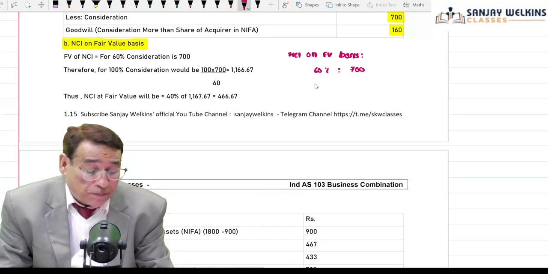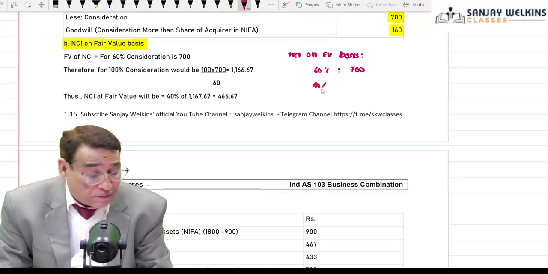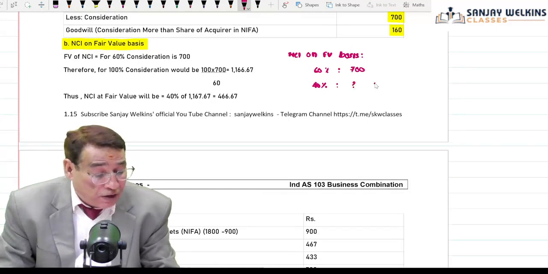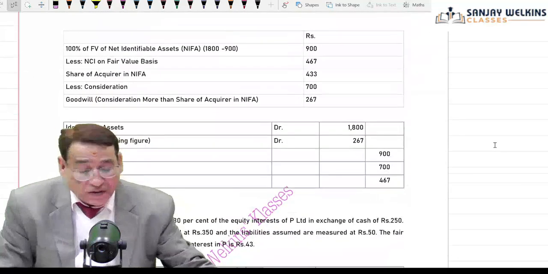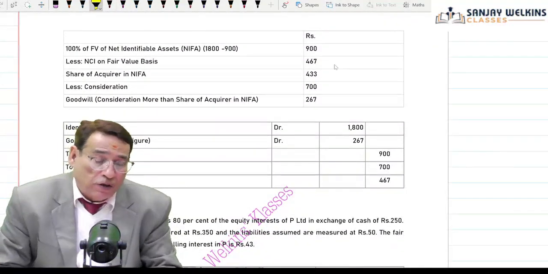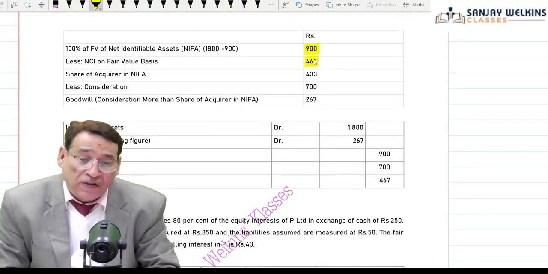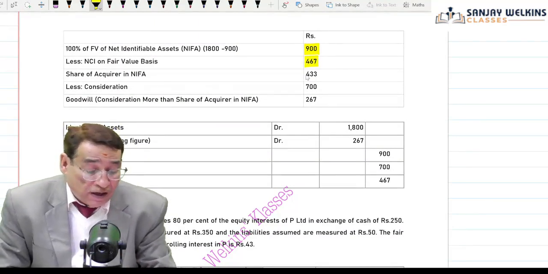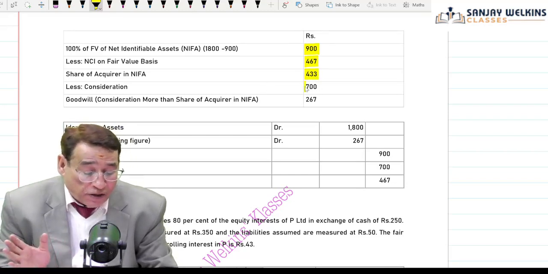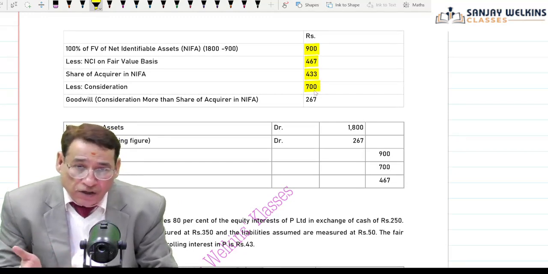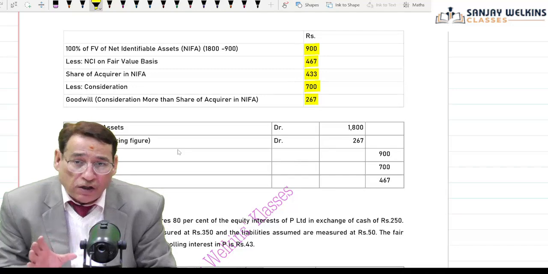So what will be the fair value of 40%? So fair value of 40% will be equal to 40 into 700 divided by 60. That is equal to 467 approximately. So NCI in this case will be equal to 467, and then you can easily find out the rest of the things. 900 net asset, NCI on fair value basis is 467, and then difference 433 reflects the share of net assets of the acquirer. Compare it with the consideration. Amount of consideration is more, so the difference will be goodwill, 267.